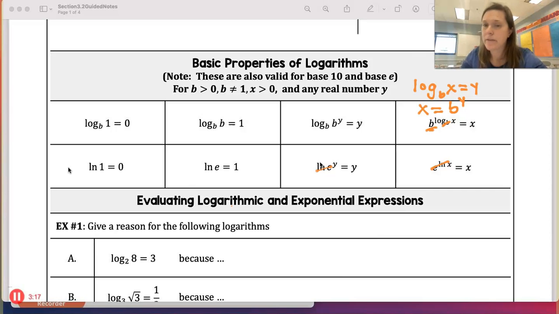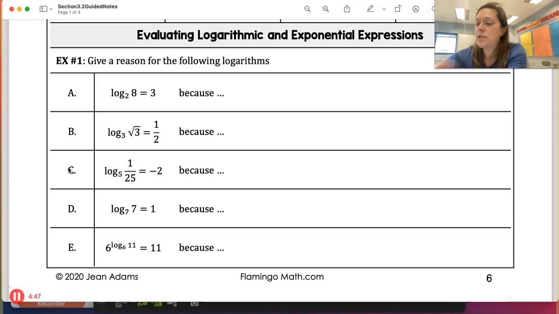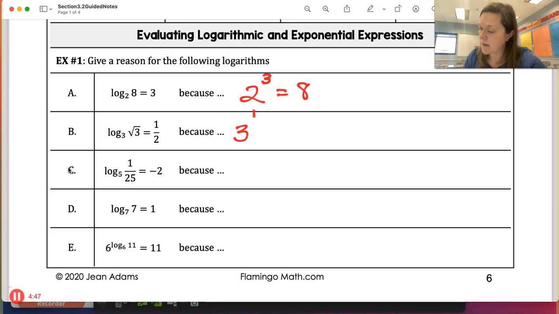And keep that in the back of your brain, because when we get into solving, you're going to have to do that. Okay, so example 1, give a reason for the following logarithmic equations. So we have log base 2 of 8 is equal to 3. Why? Well, because we know that my base of the log is 2. If I take that to the third power, it's equal to 8. Log base 3 of the square root of 3 is equal to 1/2. Why? My base of my log is 3, so make that the base of your exponent. My exponent becomes 1/2, and that is equal to the square root of 3.